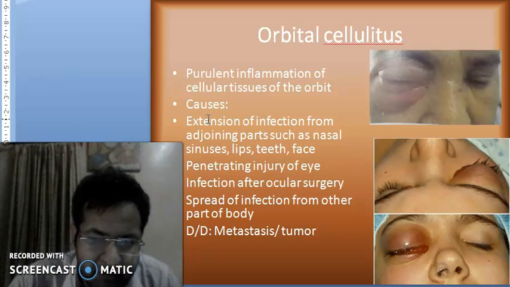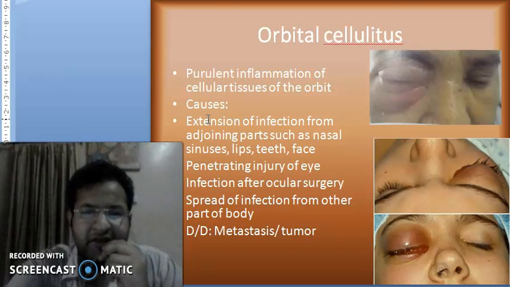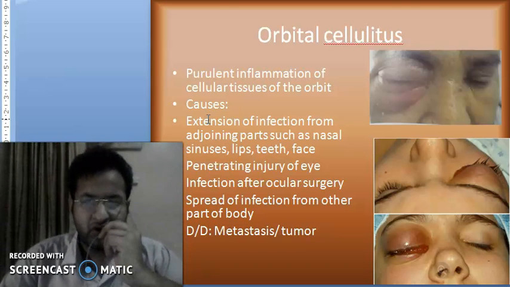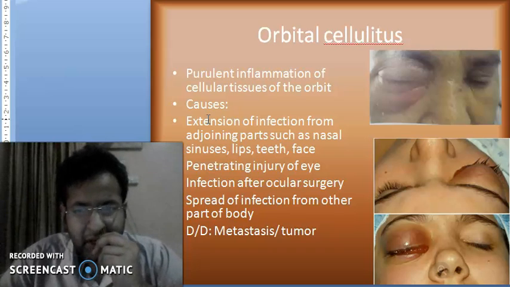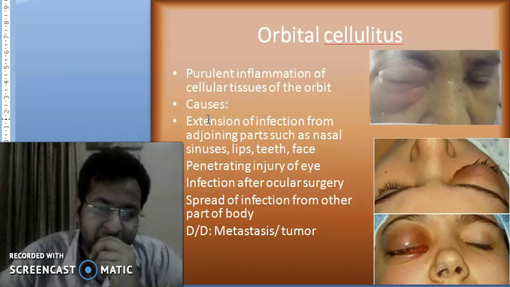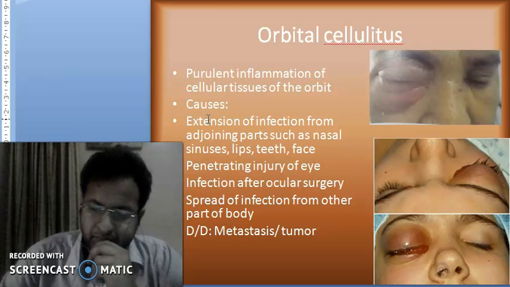infection from the adjoining parts such as the nasal sinuses, lips, teeth, face, penetrating injury of the eye, infection after ocular surgery, spread of infection from other parts of the body. A common differential to orbital cellulitis is metastasis or tumor, especially in patients having systemic or non-Hodgkin's lymphoma.